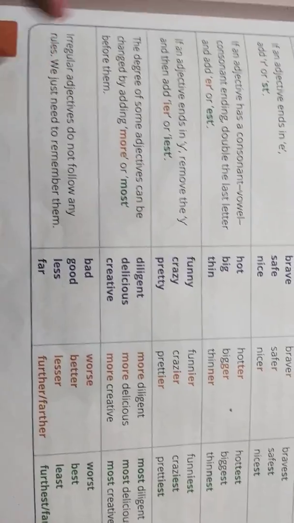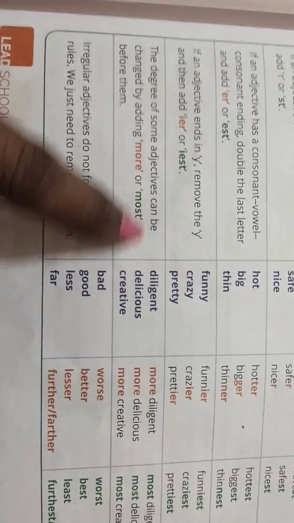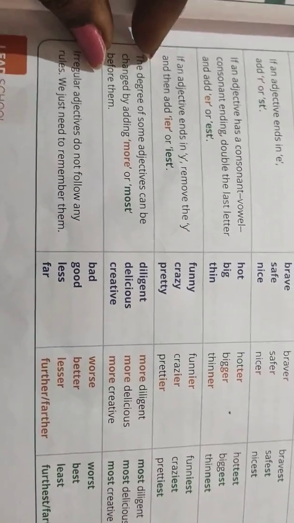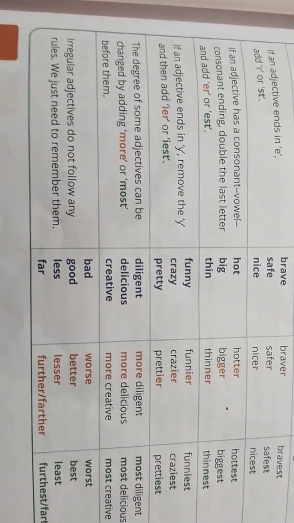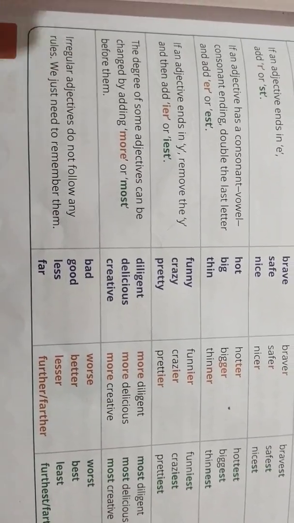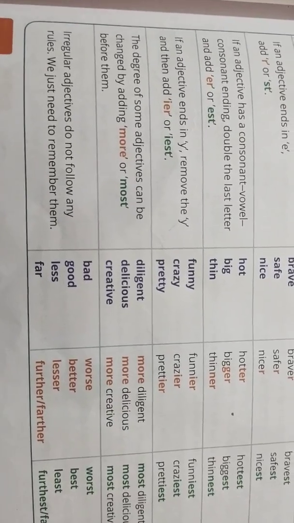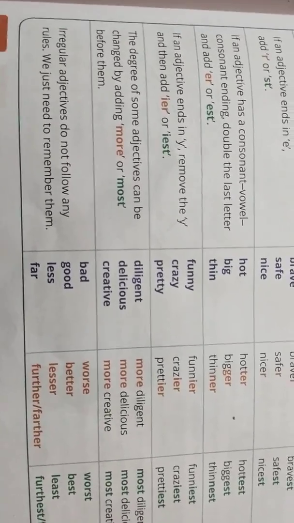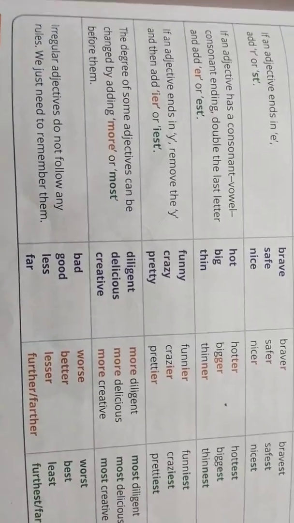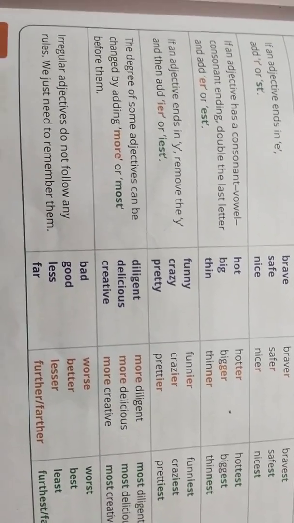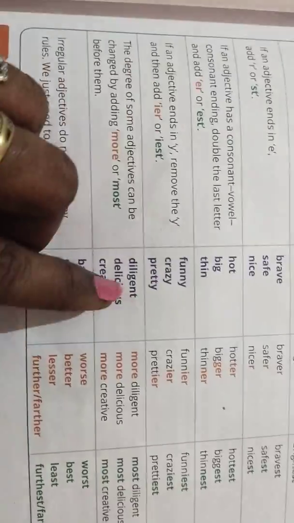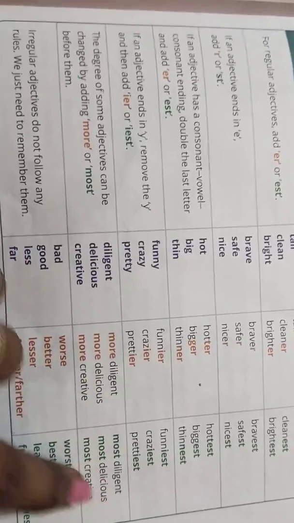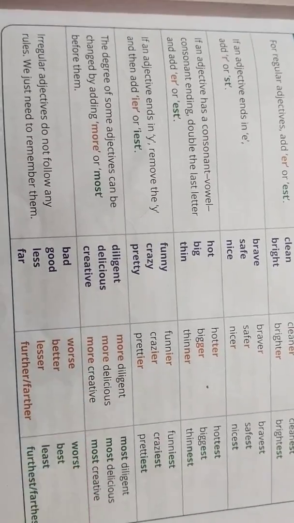Pretty, prettier, prettiest. The next rule is that the degree of some adjectives can be changed by adding more or most before them. There are some adjectives we can't change, for example beautiful. You can't change it into the comparative by writing beautifuler, beautifulest, isn't it? It's not a correct English word. So some adjectives have to change by adding more in the comparative and most in the superlative. So delicate, more delicate, most delicate. Delicious, more delicious, most delicious. Creative, more creative and most creative.